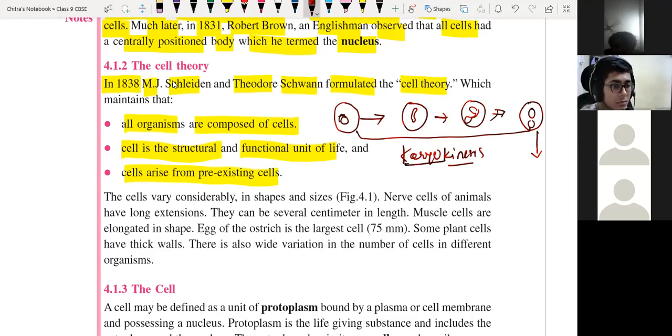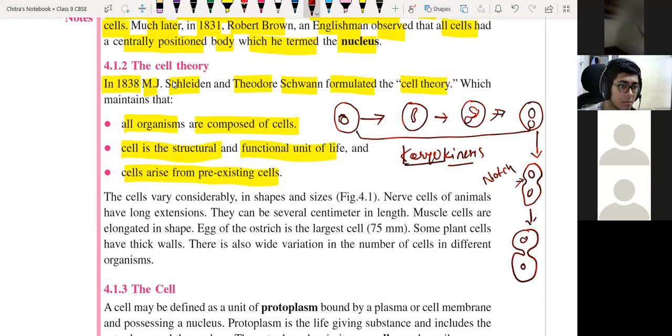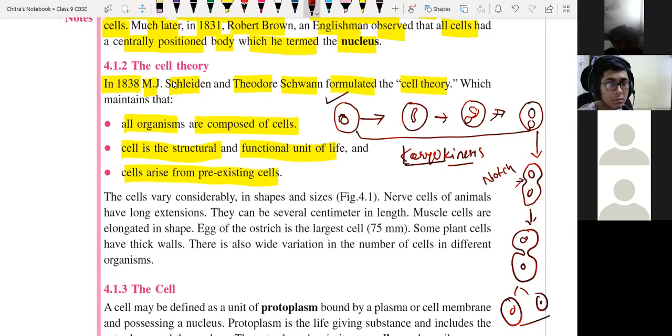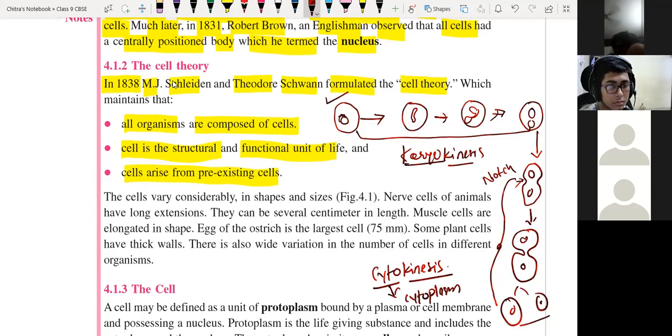Then cell division starts. If it is an animal cell, the cell becomes like this. Then this particular part is called the notch. The notch becomes deeper in the further stages like this, and ultimately two cells are formed. These two cells are formed from the cell only, which means cells are formed from pre-existing cells. This is cytoplasmic division, and it is called cytokinesis. Cyto means cytoplasm, and kinesis means division.